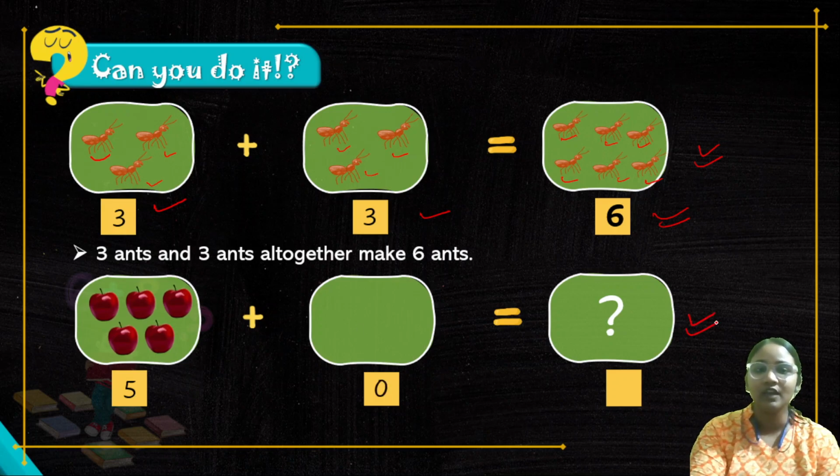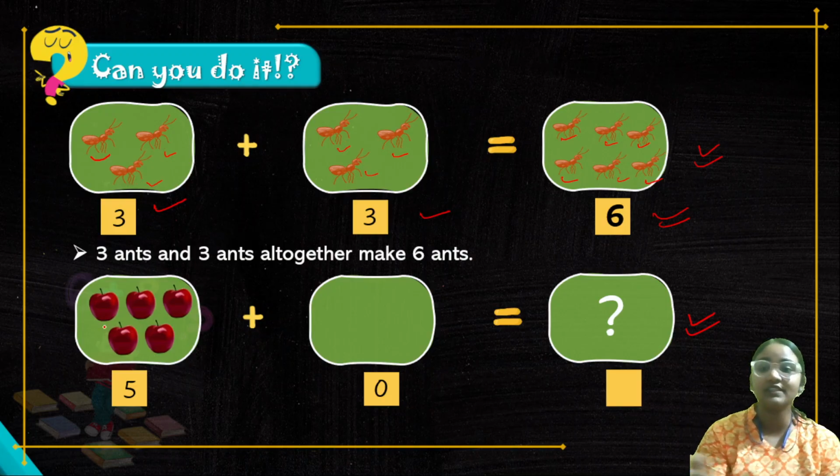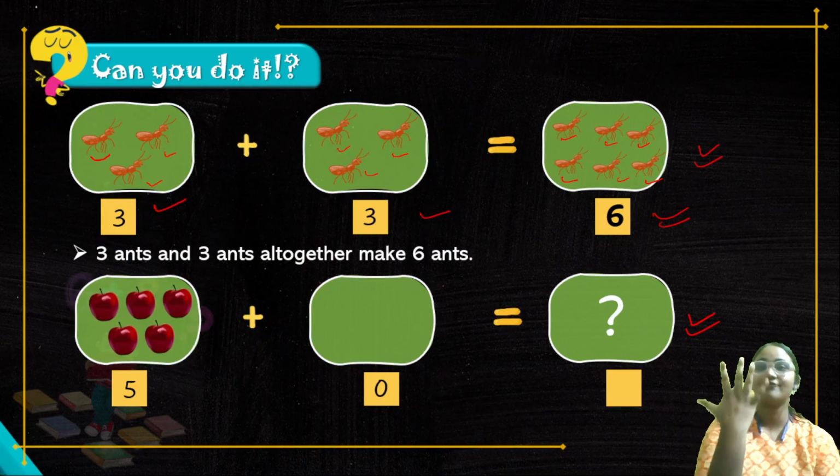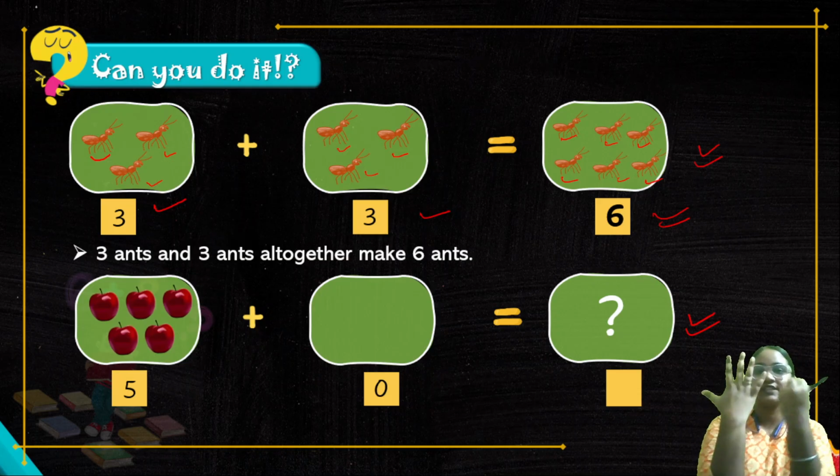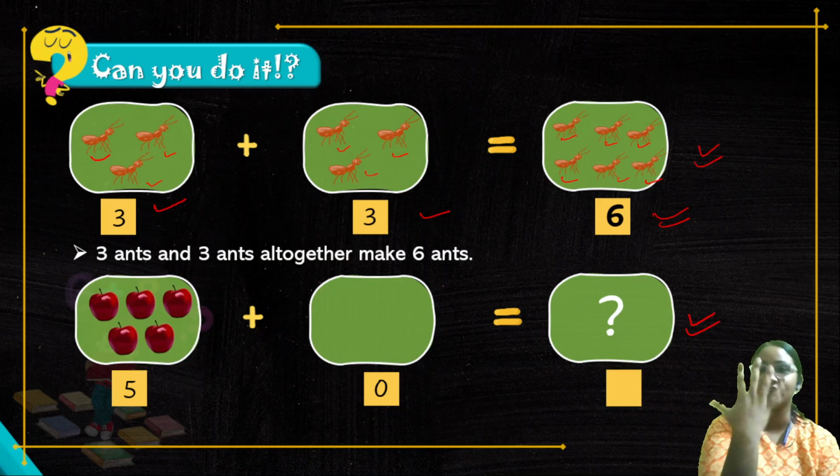So how many apples will come in this box now? Okay, so if I am not adding anything to the apples, we will get the same number of apples. If I have 5 fingers, and I'm not adding any other finger to it, it says 0. So how many fingers am I having? 5 fingers only? 1, 2, 3, 4, 5.